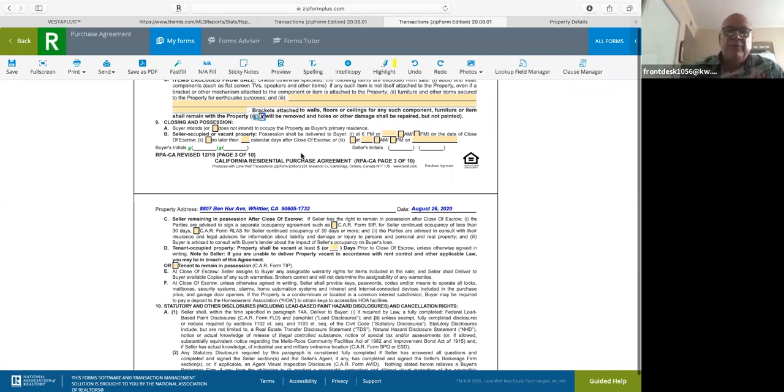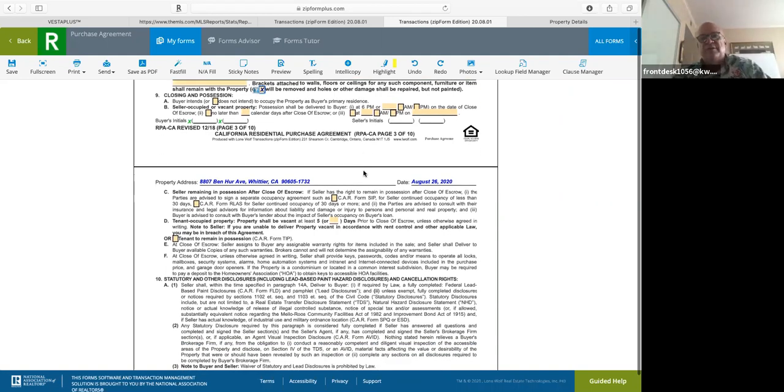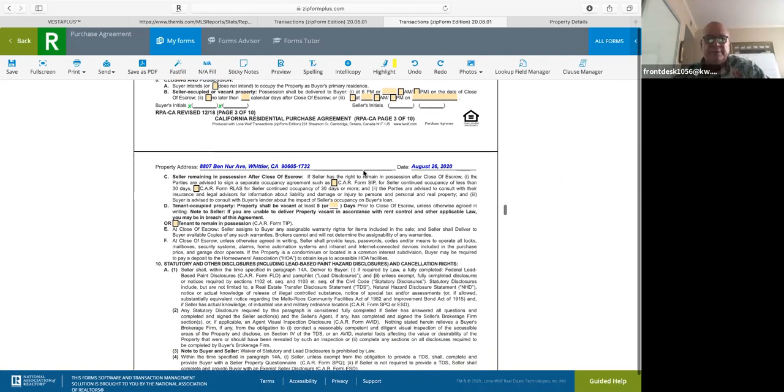Under seller occupied property, the possession shall be delivered to buyer at 6 p.m. on the date of close of escrow. So I just leave it standard for that, but I have seen agents in our office put earlier times, but typically the buyer gets possession when the property records.